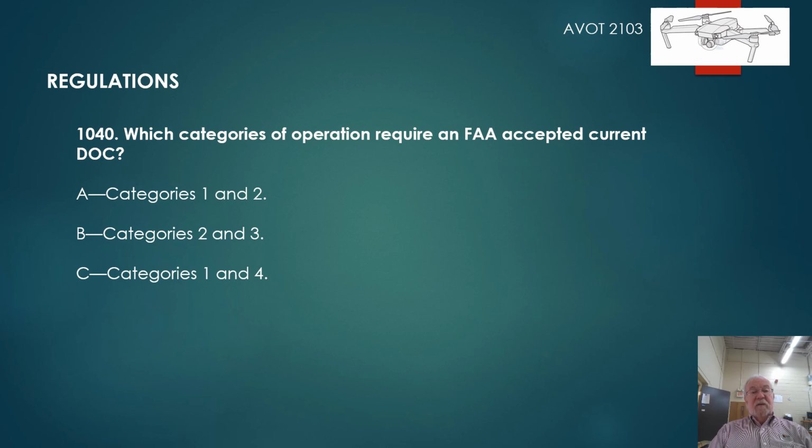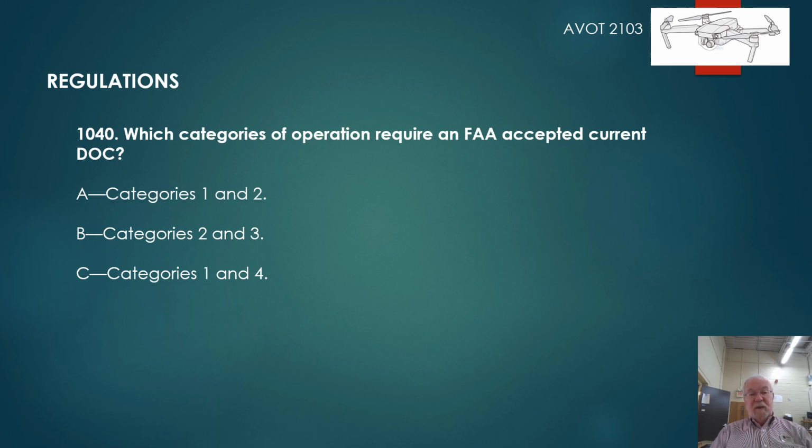Okay, another question. Which category of operation requires an FAA accepted current DOC? Okay, now you're scratching your head because I haven't mentioned DOC, I don't believe, but that is document of compliance. What have I ever told you? If you're Category 1, you need one of those things? No. But logically, we can say, who does that? The manufacturer. And the manufacturer needs to produce this document of compliance to the FAA. So it has nothing to do really with us. If it's something that the manufacturer does, it would be Category 2 and 3. Category 1, no, because it's not something we produce.